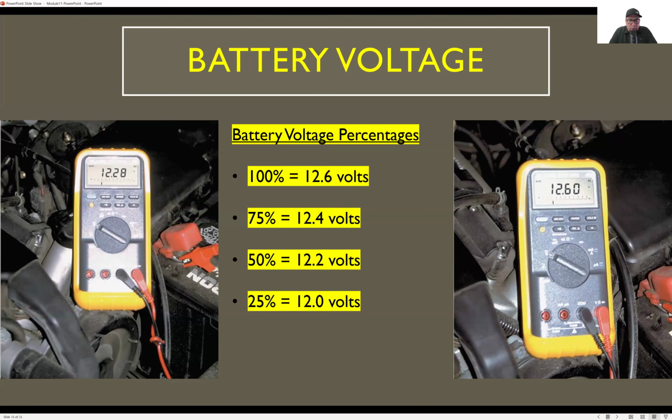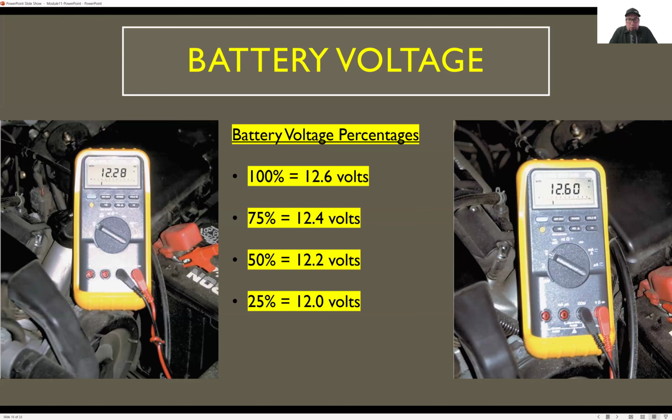Okay, that's 100% charge as long as the battery is good. As it drops only 2.2 volts, you notice the percentage goes down really, really fast. So 12.4 is 75%, 12.2 is 50%, 12.0 is 25%. So it goes down really, really fast. So if you have a battery that is under 12 volts, you're under 25% charge, and it may not start the vehicle at that point.